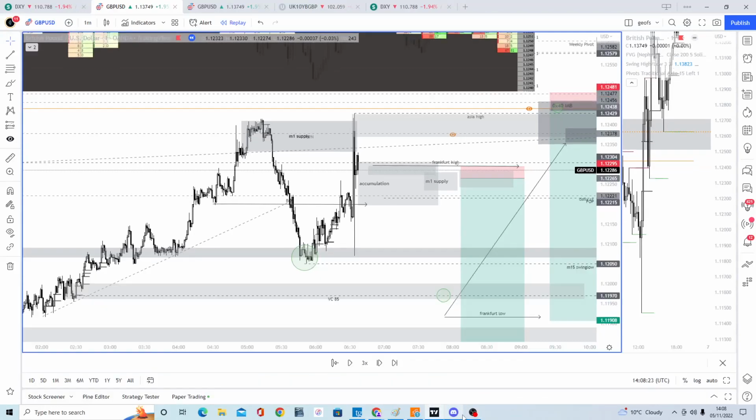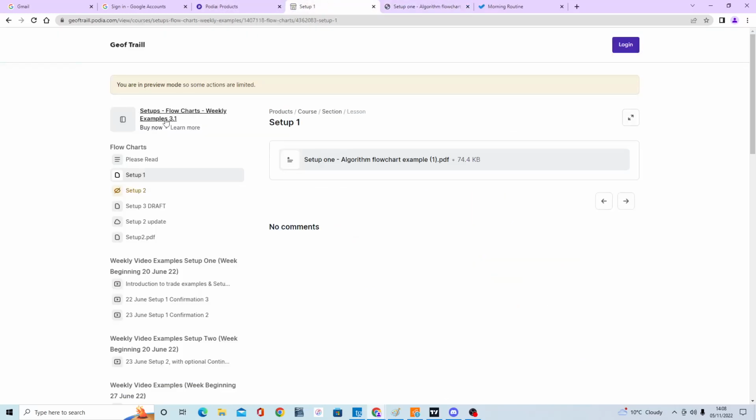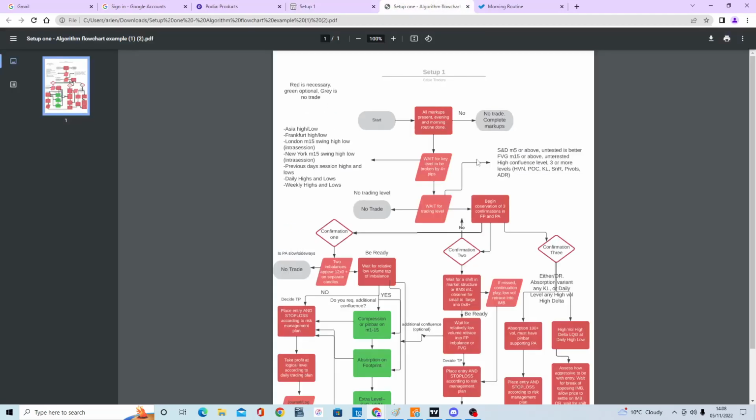So, process flow. You're going to find this under section 3.1, flowcharts and weekly examples. So red is necessary, green is optional, and gray is no trade.